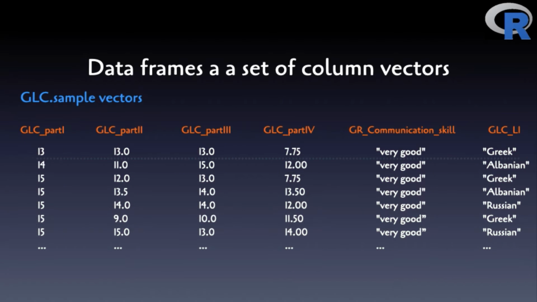For instance, what the first row says is that the learner scored 13 out of 15 in the listening task, 13 in the reading task, 13 in the speaking task, 7.75 in the writing task, thinks that the level of her communication skills is very good, and her first language is Greek. Recall that these data include students that were put in the same class with second language learners of Greek in order to get proper teaching support, although they are native speakers of Greek.